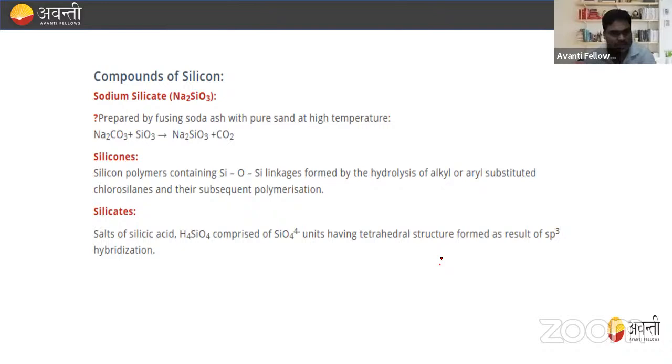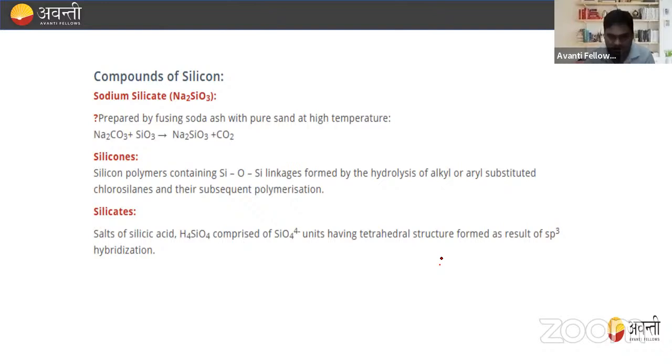silicones, that is, a silicone polymer containing Si-O. So now we're talking about silicones. What are silicones? A silicone polymer containing Si-O-Si linkage, formed by the hydrolysis of alkyl or aryl substituted chlorosilanes and their subsequent polymerization.